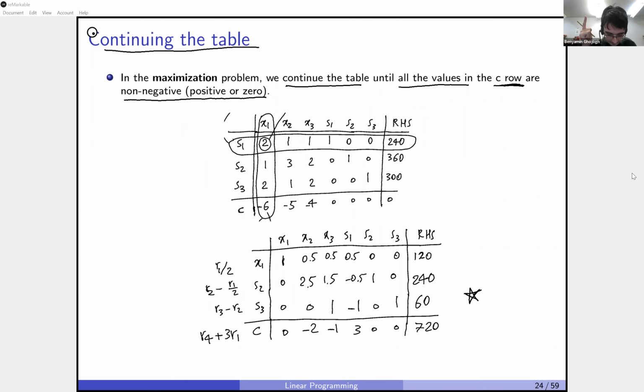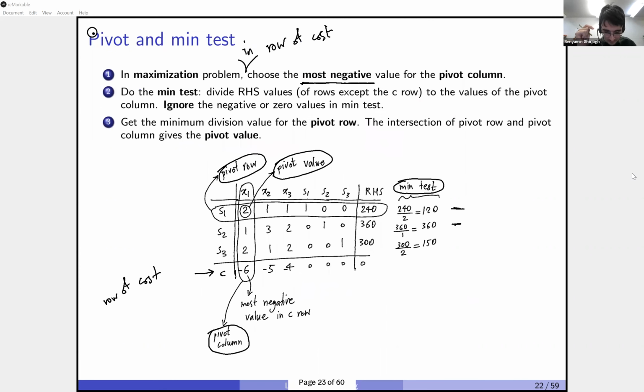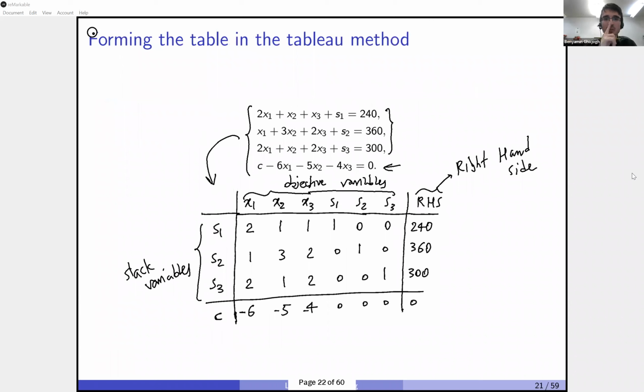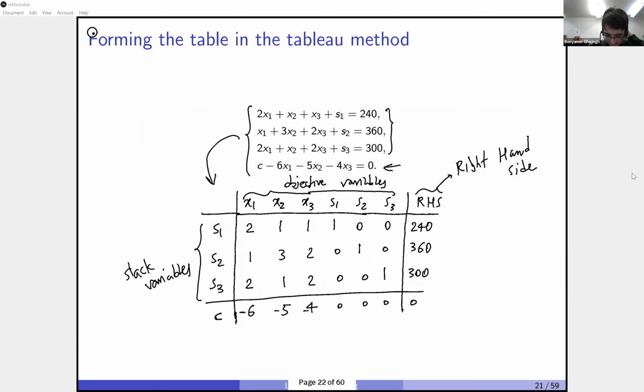For example, here, let me go to the problem. This problem, it was maximizing, right? Here, we started from here. We were maximizing this cost with these constraints, which we converted the problem to this by adding slack variables. We were maximizing it. Therefore, we want to increase the cost. So initially it started with the cost value of 0, right?